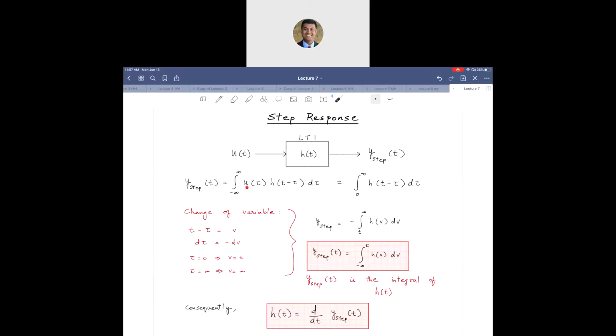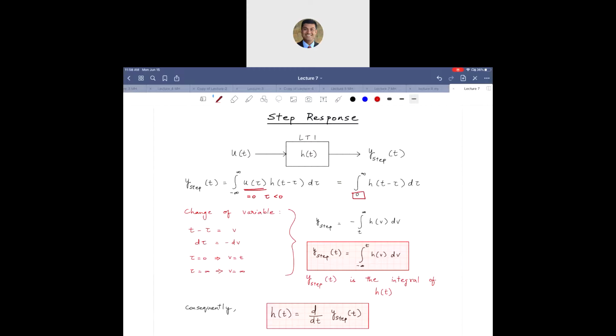Because we know u of tau is 0 for tau less than 0, we can modify the lower limit of that integration to be 0. So now the integration limits are 0 to infinity, h of t minus tau d tau.